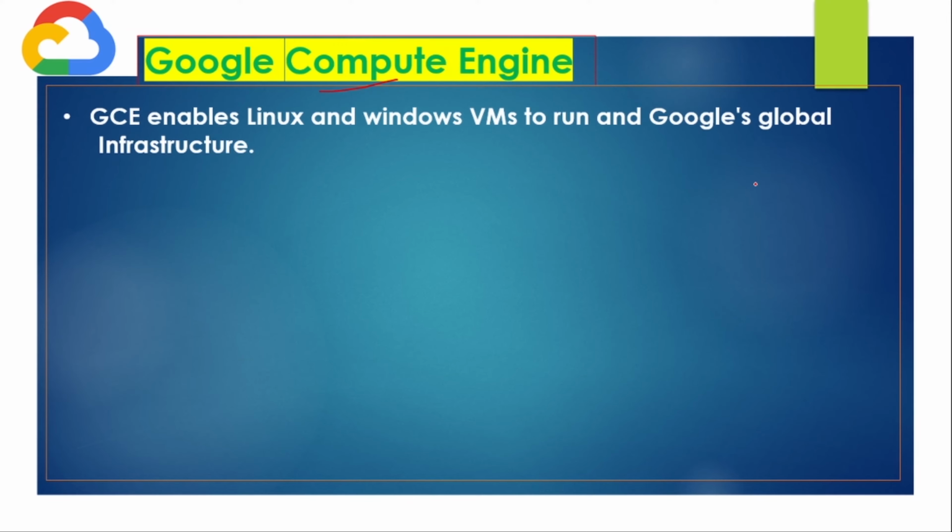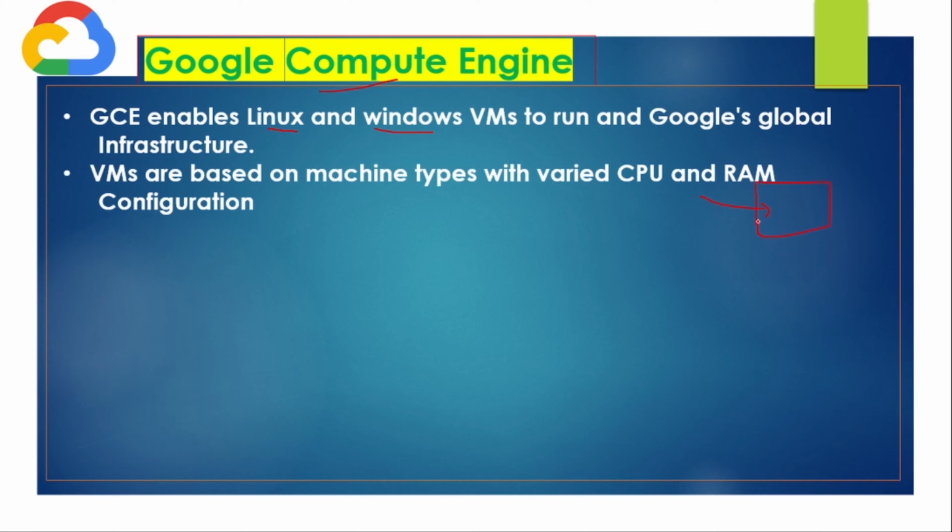So as I told earlier, Compute Engine provides you the option to create a virtual machine. This virtual machine can be anything. You can install Linux, you can install Windows, or any operating system of your choice on this Compute Engine. And it runs in the same manner as Google's own services like YouTube or other Google services, right?